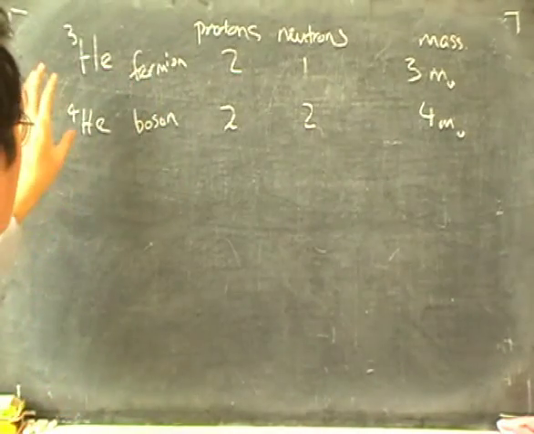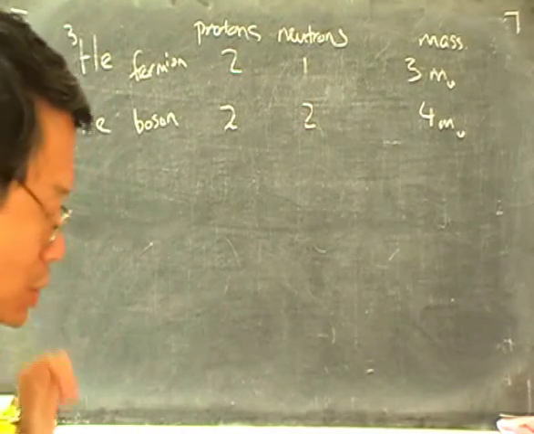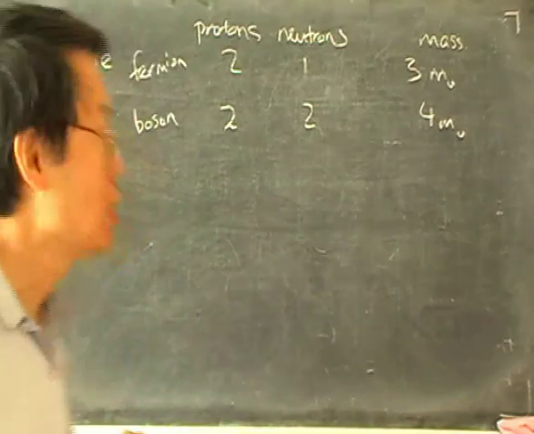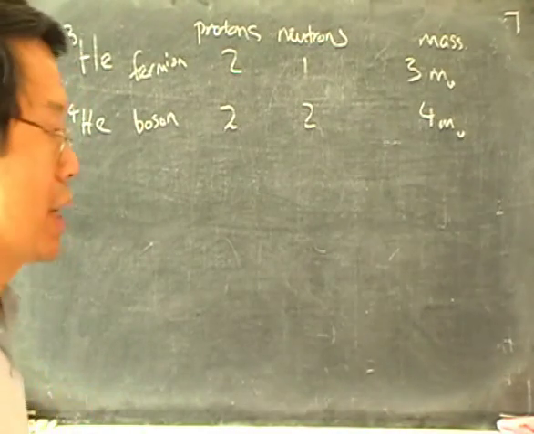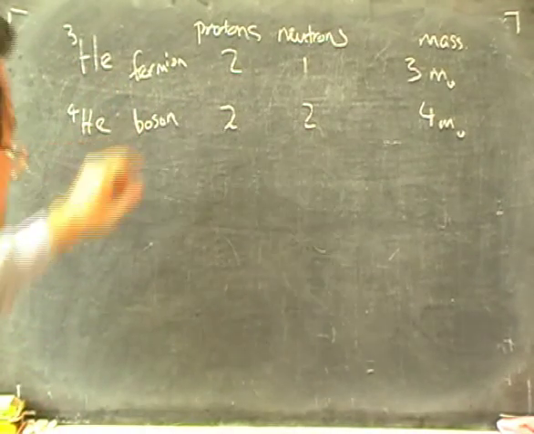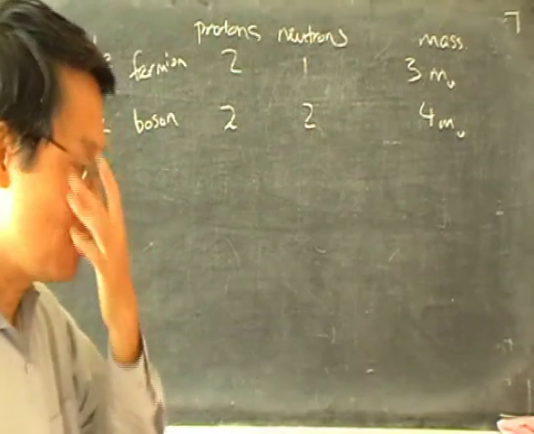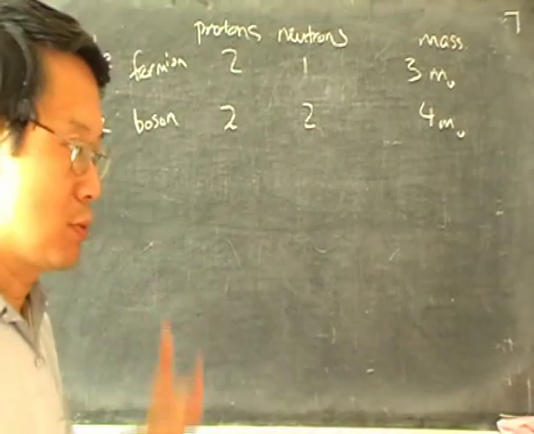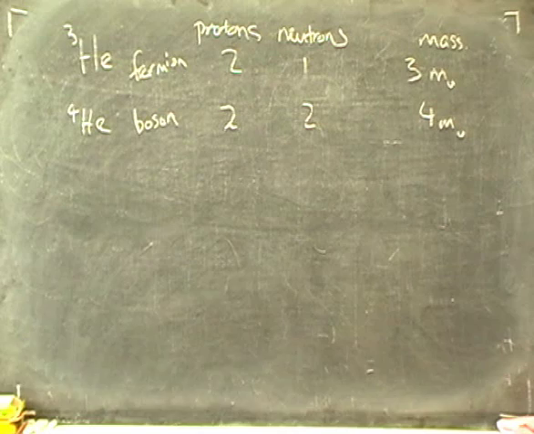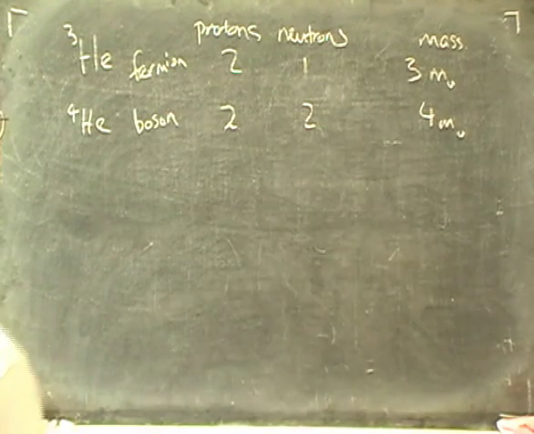So that's why helium-3 is a fermion, and if it's a fermion with a spin half, that means that, like the electron, helium-3 would obey the exclusion principle, whereas helium-4, being a boson, would not obey the exclusion principle, and you can have any number of helium-4 atoms occupying the same state, but you can't for helium-3. Okay, so these are the basic data for the two.